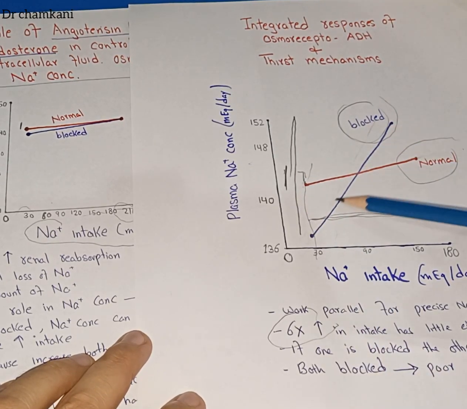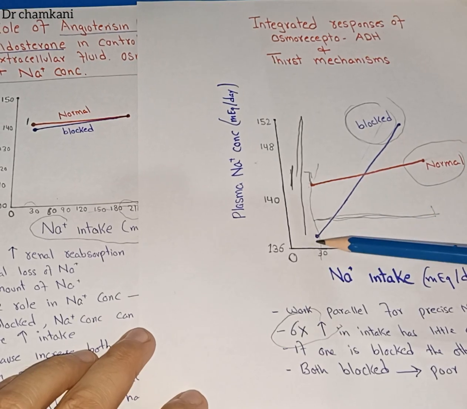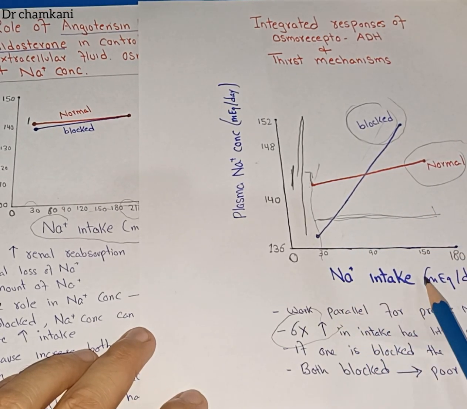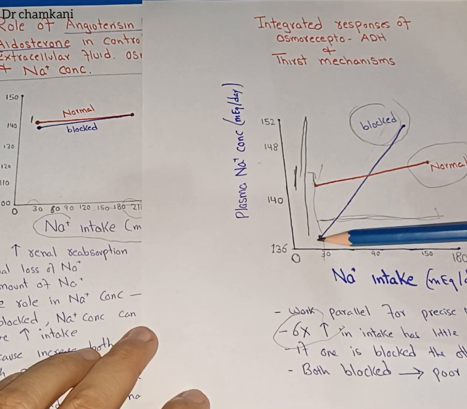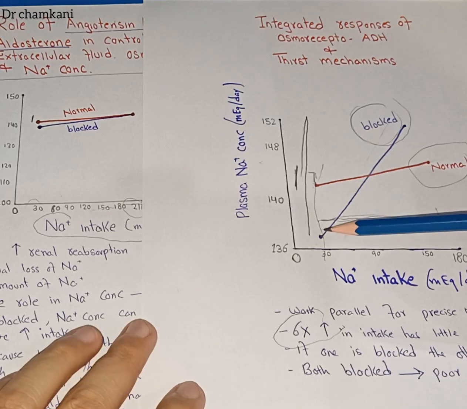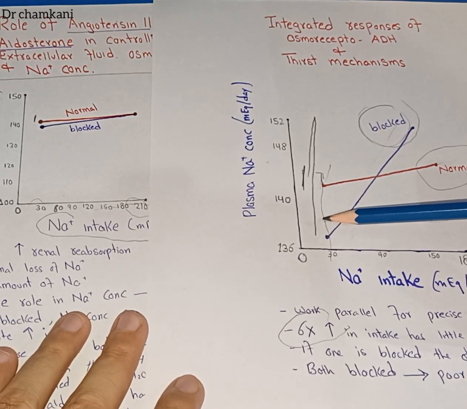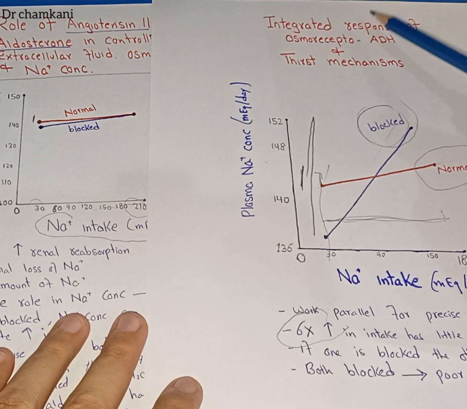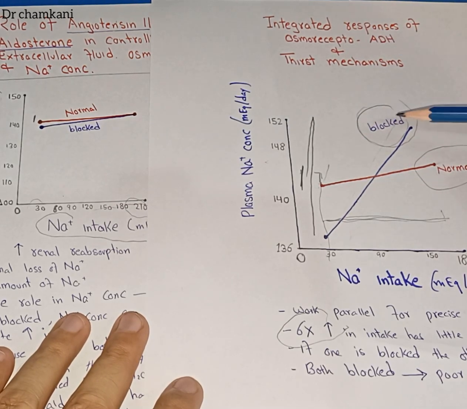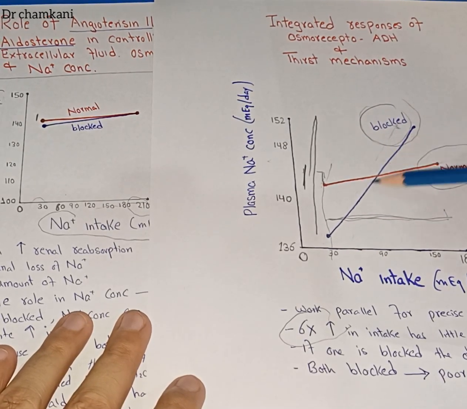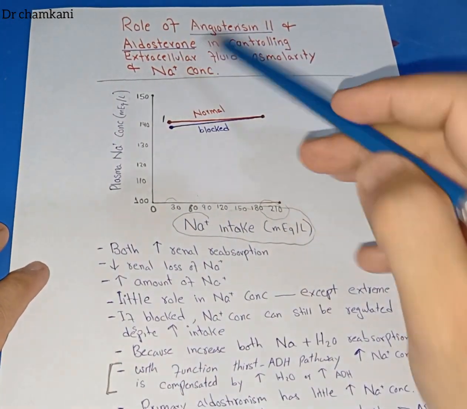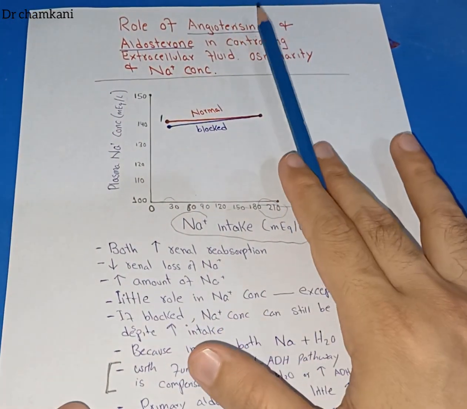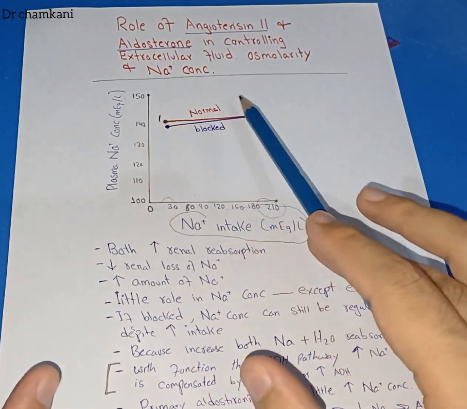But if both these pathways are blocked, then with the increasing intake of sodium, there is a very, very big change in the plasma sodium concentration. The change in plasma sodium concentration and the change in osmolarity is very big if the ADH and thirst mechanism are blocked, as compared to when they are functioning or normal. But here, when we are discussing the angiotensin 2 and aldosterone, whether the pathways are functioning or blocked, in either case, there is very little role.